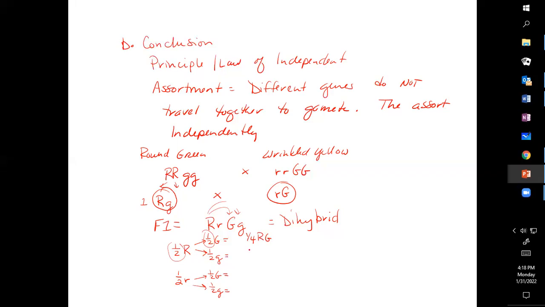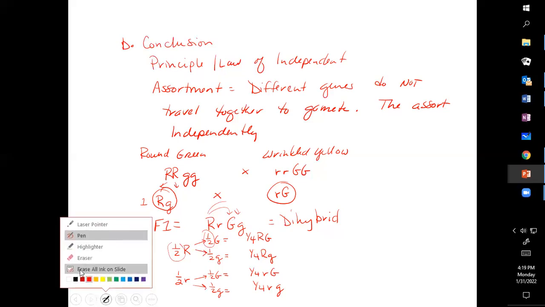Another 1/4 of the gametes would be big R, little g. 1/4 would be little r, big G. And the other 1/4 would be little r, little g. So that would be the gametes that would be produced by the dihybrid. These would be the frequency in which they were produced. Now, in an F1 and a dihybrid cross, we would have some of this stuff here.